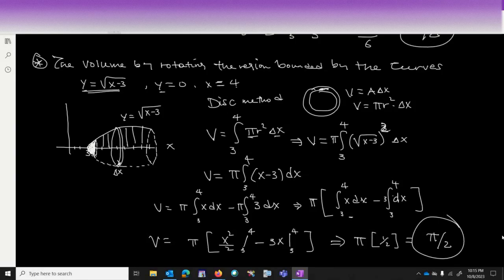So this is an example of calculating the volume of a solid by rotating a given function bounded by that curve. When we rotate that curve, it creates its own volume, and then we calculate that volume.